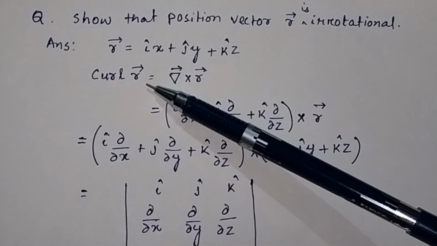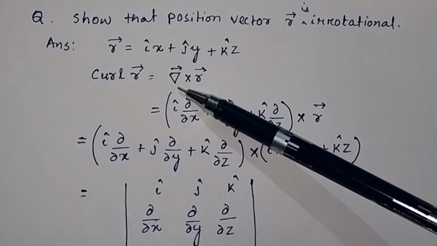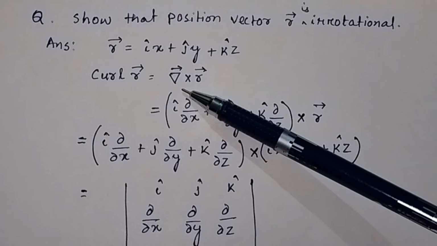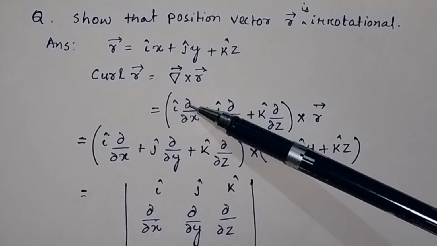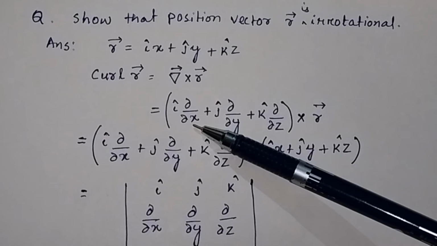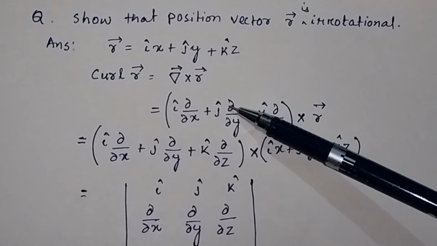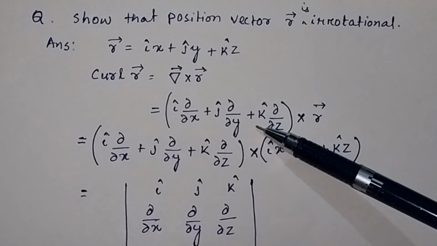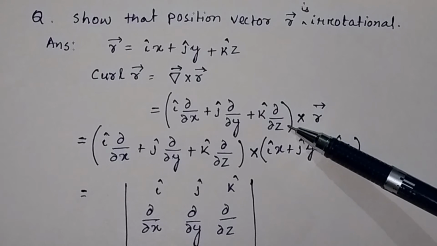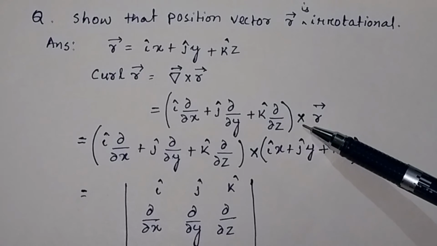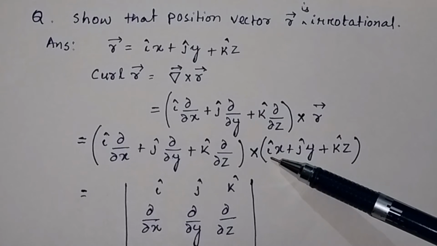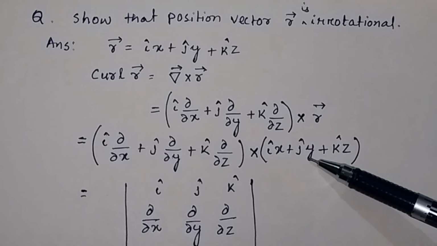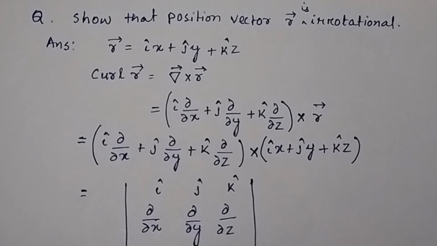of the vector r. We know the del operator is a vector operator, and that can be defined by i cap partial derivative with respect to x plus j cap partial derivative with respect to y plus k cap partial derivative with respect to z, and the cross product with the r vector. So the r vector is i cap x plus j cap y plus k cap z.